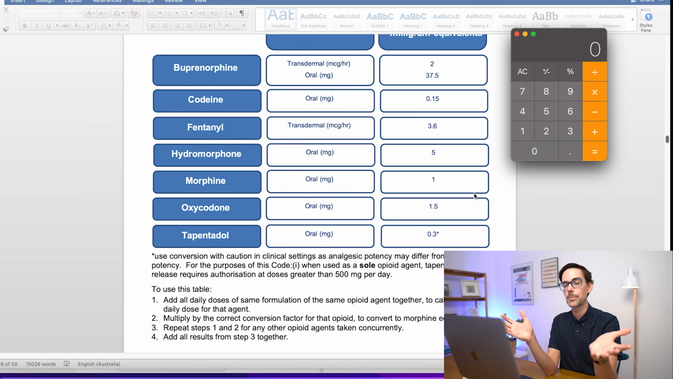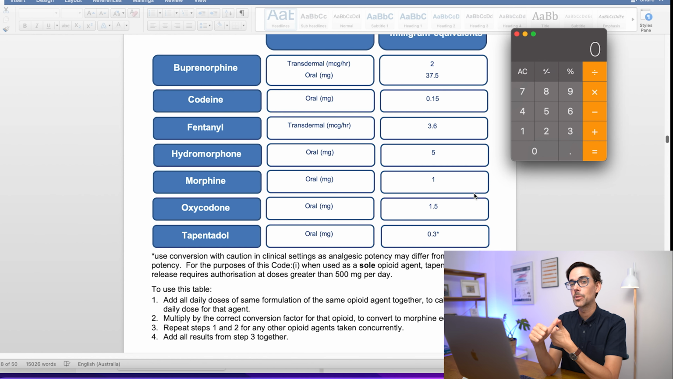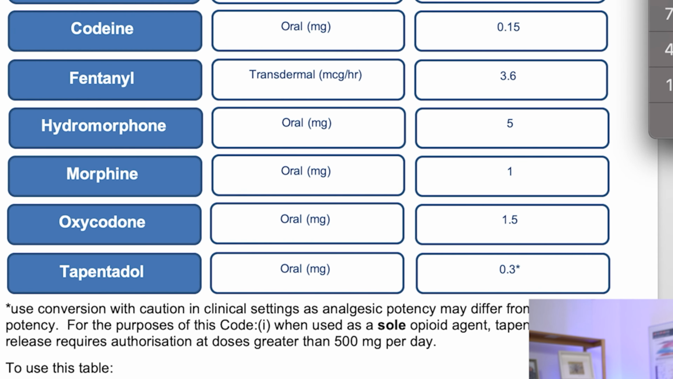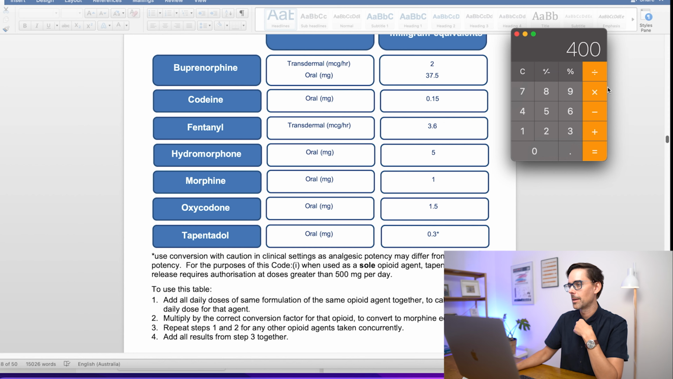And so if I follow all the steps here, I just need to combine that into their daily dose. So 150 times 2 is 300. Plus 2 times 50 is 400. So I'm gonna put 400 into my calculator. And now what I have to do here is I just multiply it by the conversion factor. So I can see here that for tapentadol, the conversion factor is 0.3. So I'm gonna multiply this by 0.3, which means that they are getting 120 milligrams of morphine equivalents daily from their tapentadol.